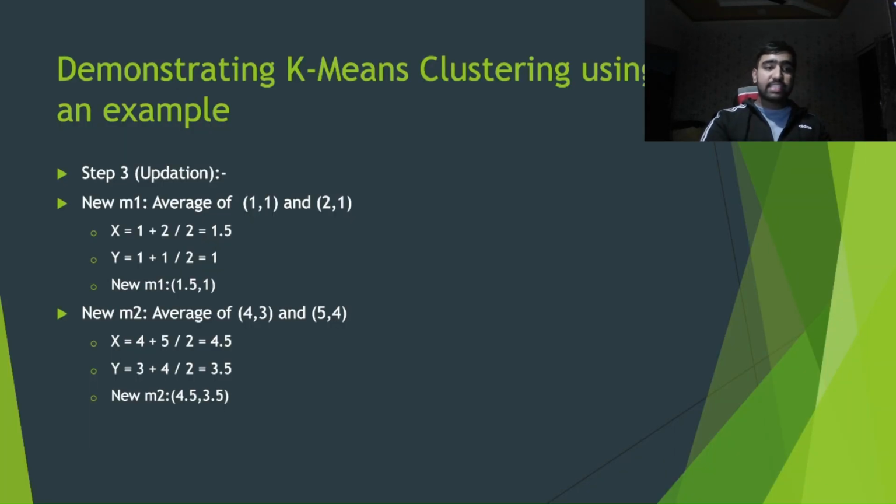Now step 3 is the update, where we update our centroids. The first cluster consists of two data points, (1, 1) and (2, 1). We take the average of their corresponding values, and after calculating the average we get the new centroid for the first cluster as (1.5, 1). Similarly for the second cluster, I calculate the new centroid for the 2 points under it, (4, 3) and (5, 4), the average of which comes out to be (4.5, 3.5), which is the centroid for my second cluster.